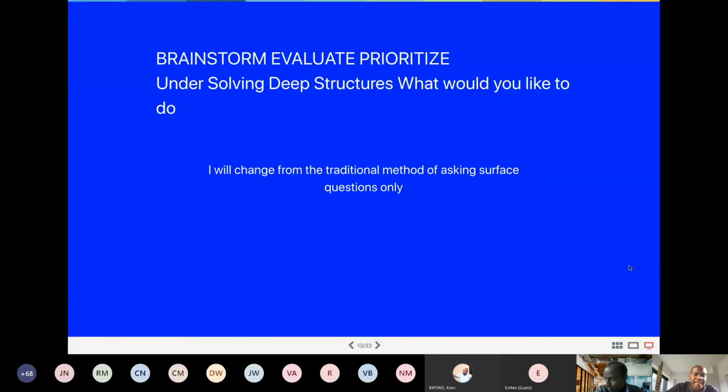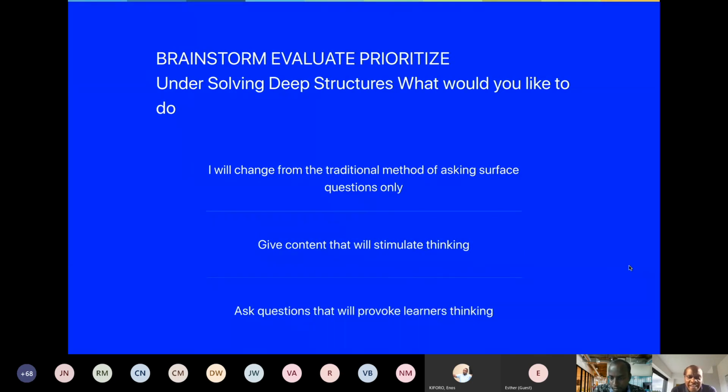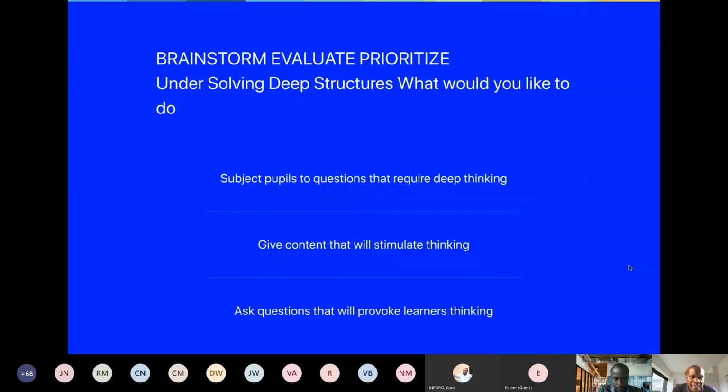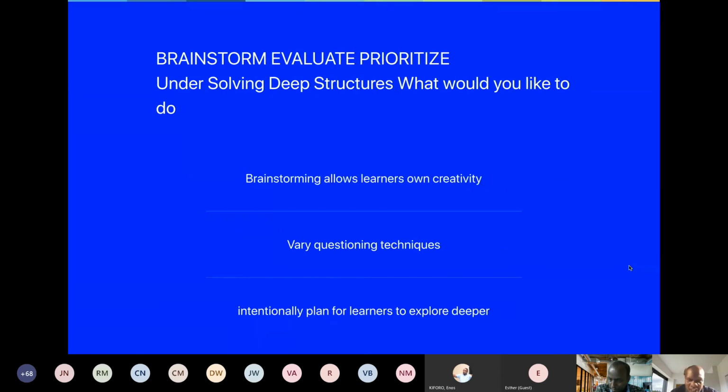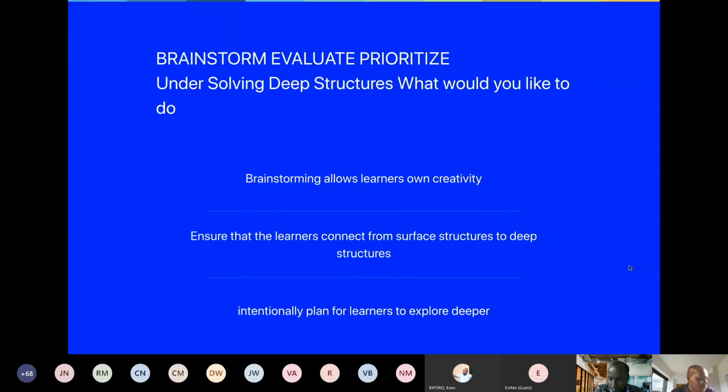So you can see somebody saying, I will change from the traditional method of asking surface questions only. Thank you. Give content that will stimulate thinking. Thank you. Ask questions that will provoke learners' thinking. Thank you. Subject people to questions that require deep thinking. Thank you. Vary questioning techniques. Thank you. Intentionally plan for learners to explore deeper. Thank you. Esther, you can read some.